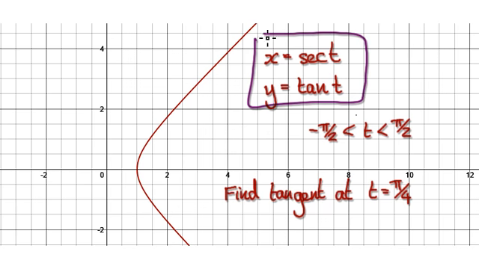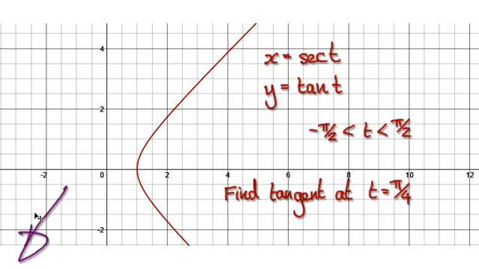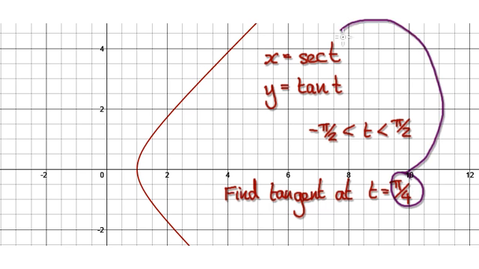Given these parametric equations, come up with the equation of the tangent line at t equals pi over 4. Press pause and have a go. Okay, to do this, we want to know where the particle will be at time equals pi over 4. To find out where the particle will be, find the x coordinate, and then later on find the y coordinate.